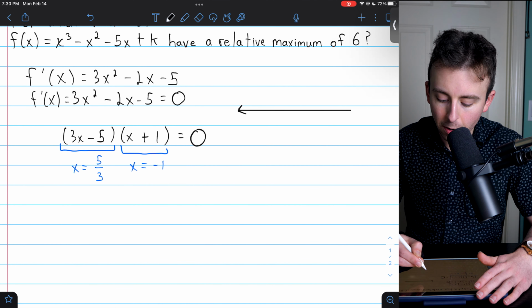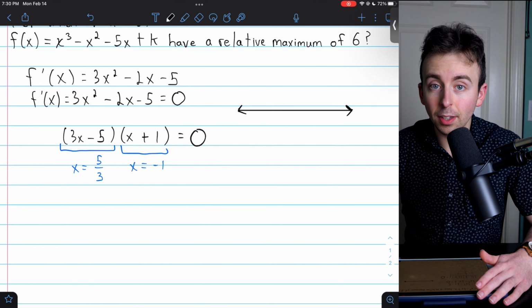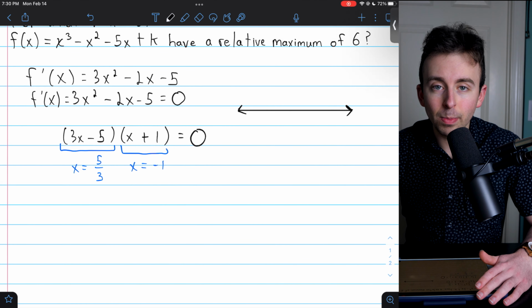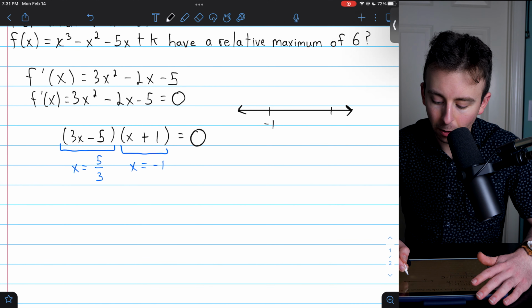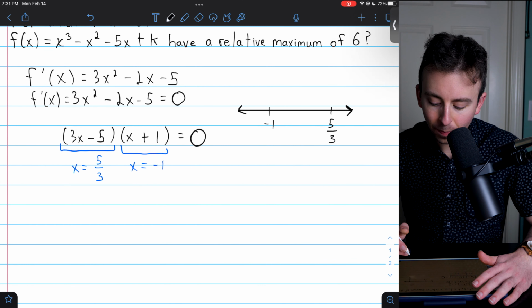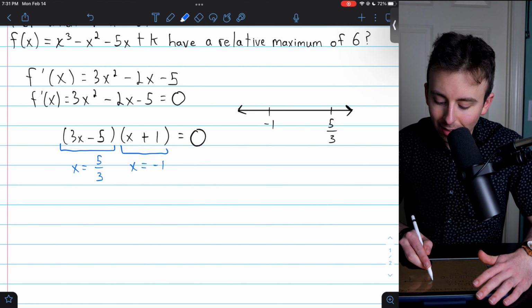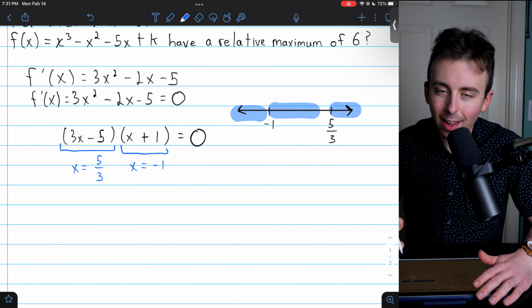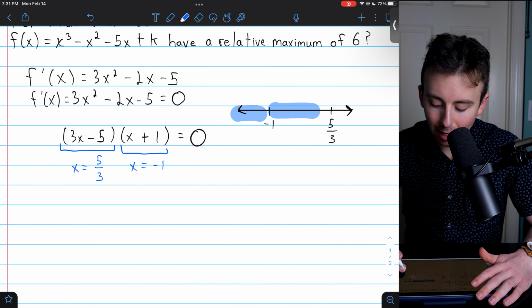I'll draw it over here. Basically, we just draw a little number line and label the critical points on it. So we'll label negative 1 maybe right here, and we'll label 5/3 over here. How accurate the number line is not especially important. All we want to do now is look at these different parts of the line and evaluate what the sign of the derivative is in those intervals. With that information, we'll be able to determine what is a relative maximum and what is a relative minimum.